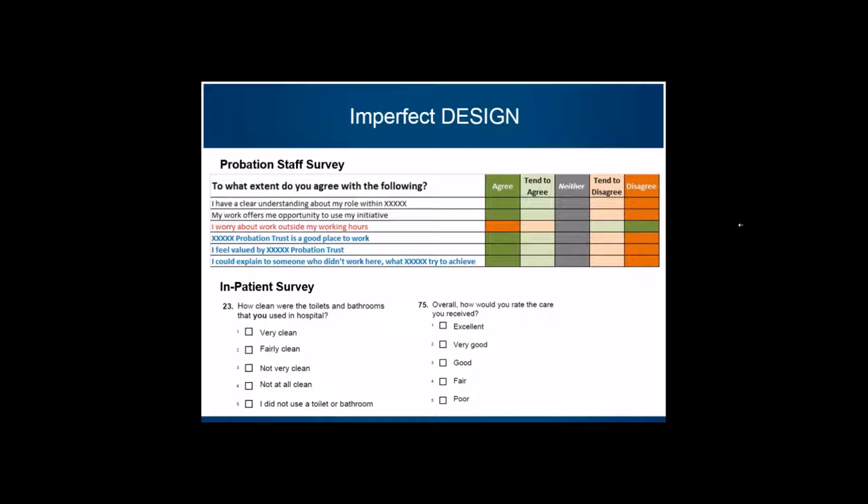Now, of the 27 statements, 26 were positive statements. But one of them, highlighted in red, was, I worry about work outside my working hours. Now, that's a negative statement. That's a negative sentiment, sorry, there.